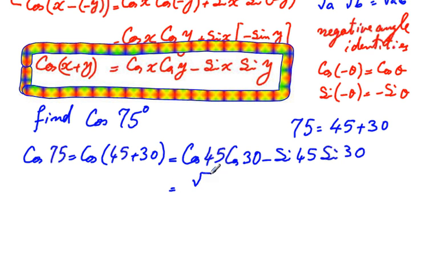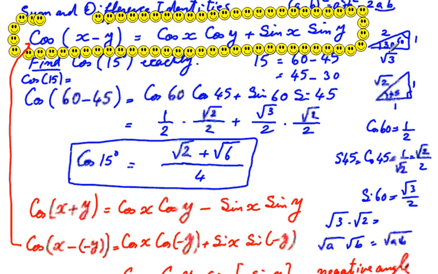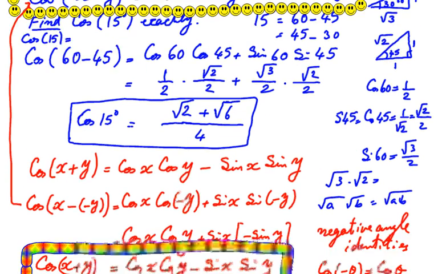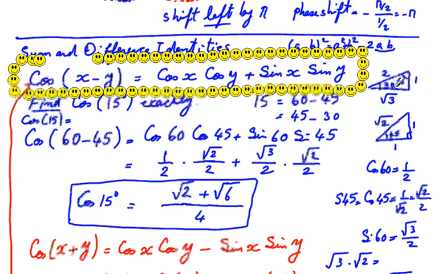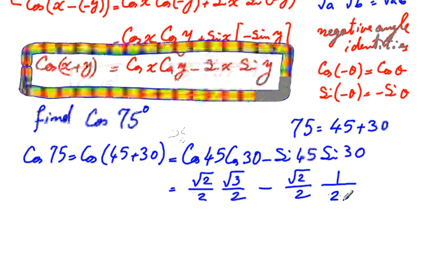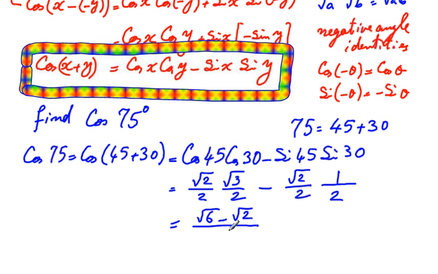That we just saw. Radical 2 over 2. What is cosine of 30? Cosine of 30 adjacent to hypotenuse, radical 3 over 2. Sine of 45, we just saw that. Sine of 30, opposite to hypotenuse, this 1/2. We clean up as last time. Radical 6 minus radical 2 over 4. That is cosine of 75.